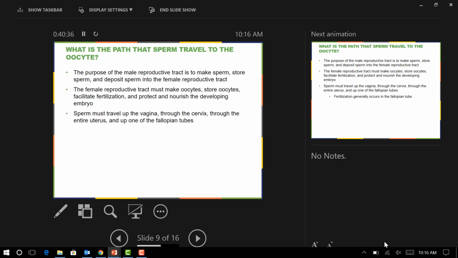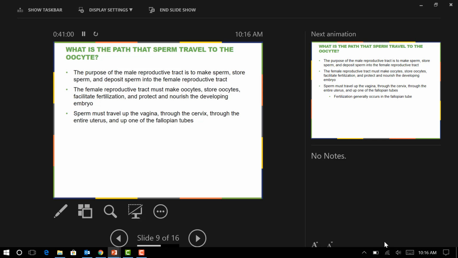So the path that the sperm take, they have to travel up the vagina, through the cervix, which usually is closed but actually relaxes right about the time of ovulation to open up a little bit so that sperm can make it through the entire uterus, which if there's no developing embryo inside is really, really small, and then up one of the fallopian tubes or uterine tubes.